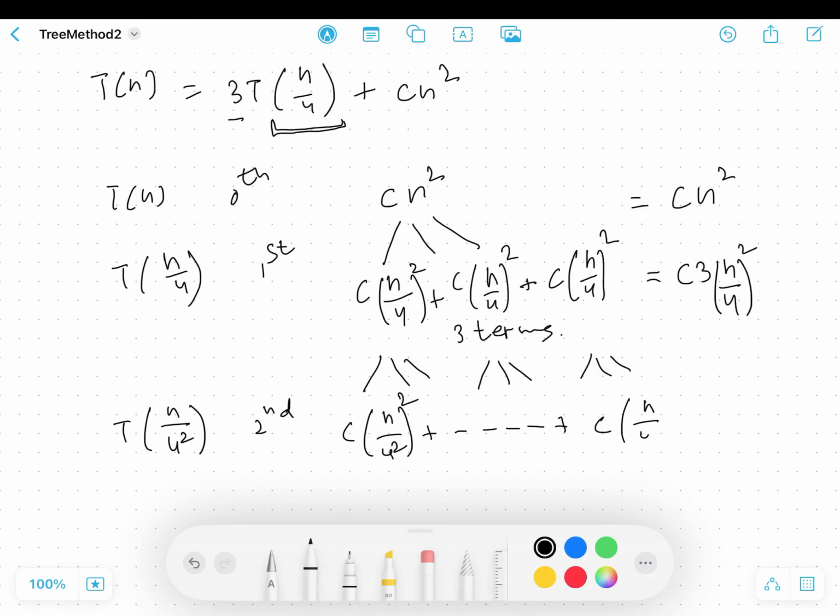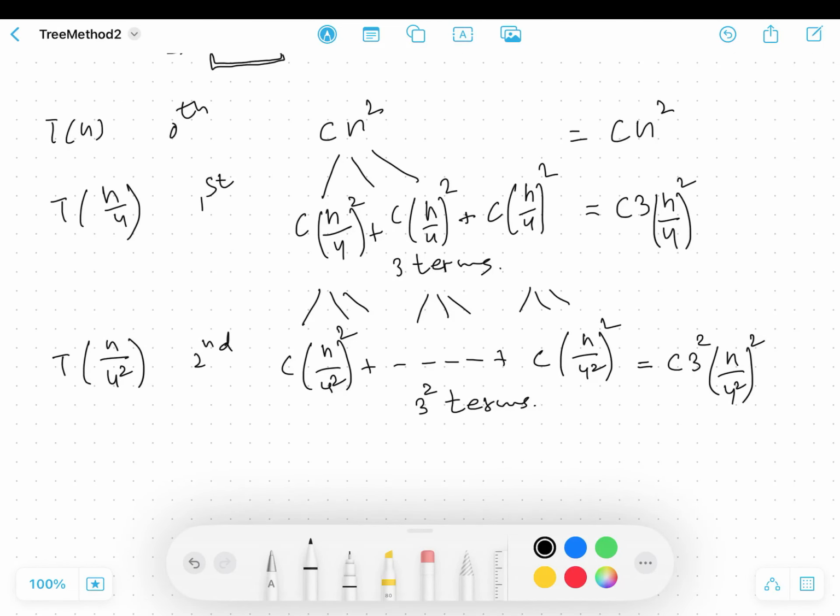C n upon 4 square. And this is 3 raised to the power 2 terms, which is 9 terms. And the sum will turn out to be C 3 square n upon 4 square and the whole square, right?